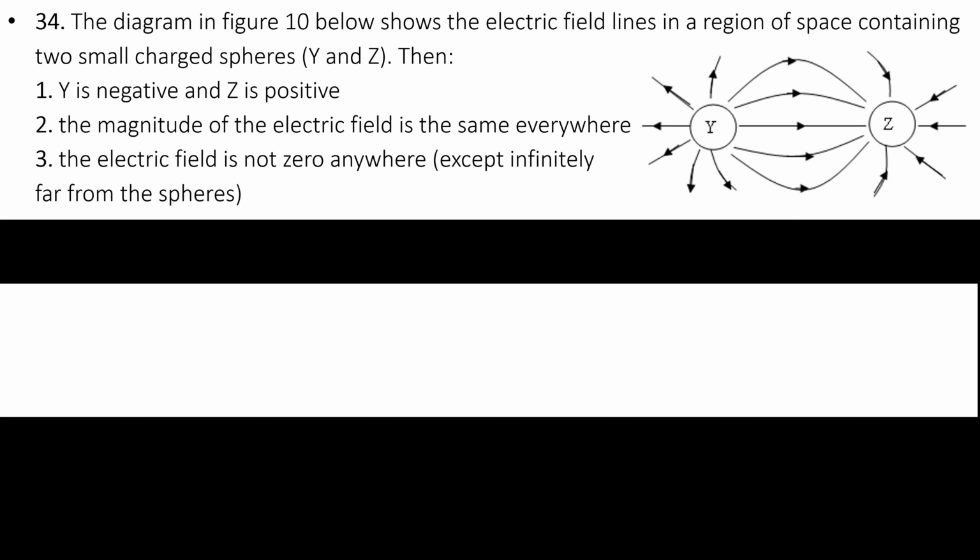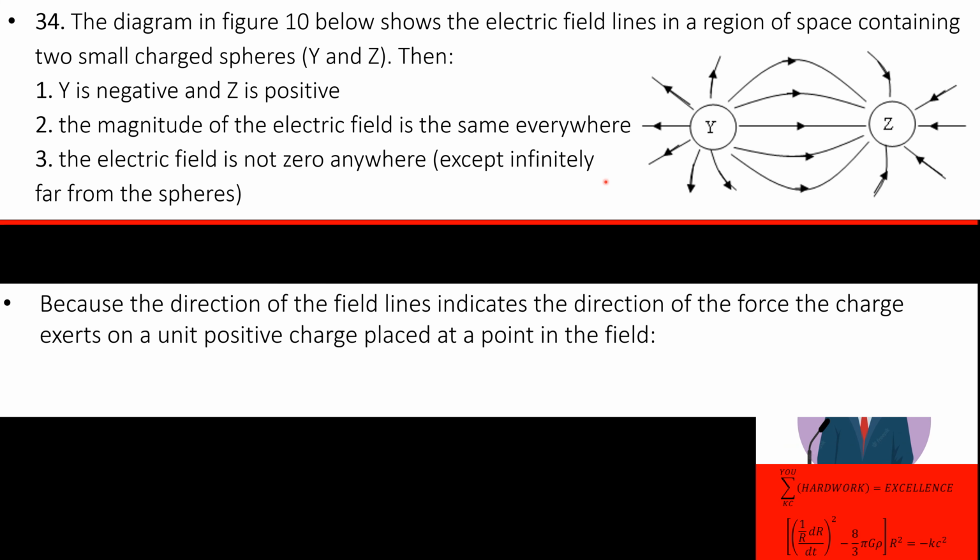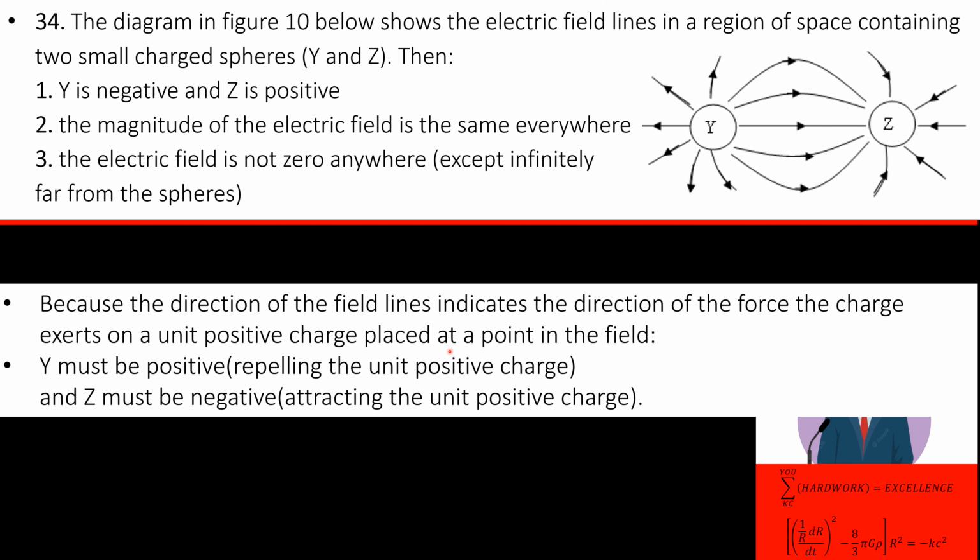The diagram in figure 10 below shows the electric field lines in a region of space containing two small charged spheres, Y and Z. Then one, Y is negative and Z is positive. Well, I've explained again using some statements here. Because the direction of the field lines indicates the direction of the force the charge exerts on a unit positive charge placed at a point in the field, Y must be positive, repelling the unit positive charge, right? Because at this Y, you notice that the field lines are leaving. So if I place a unit positive charge here, this guy is going to be pushing it away, repelling the unit positive charge.